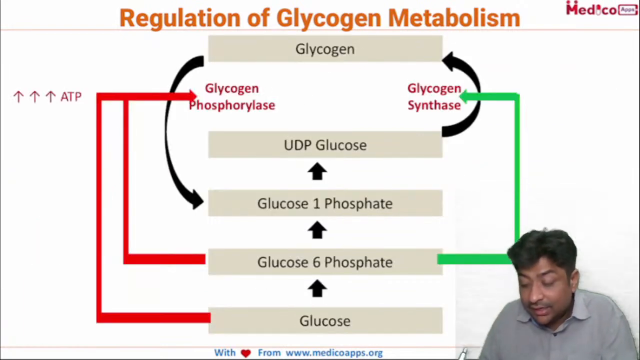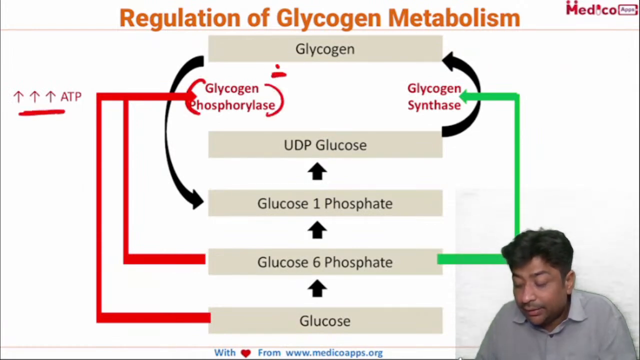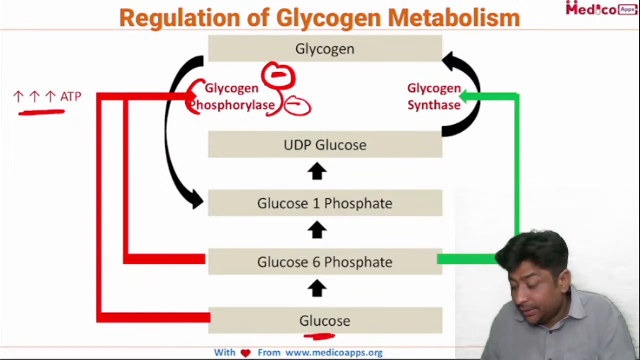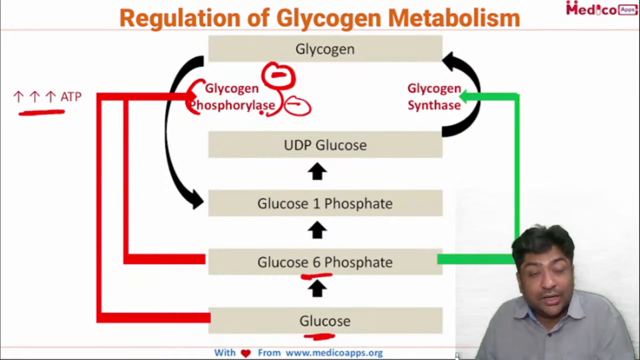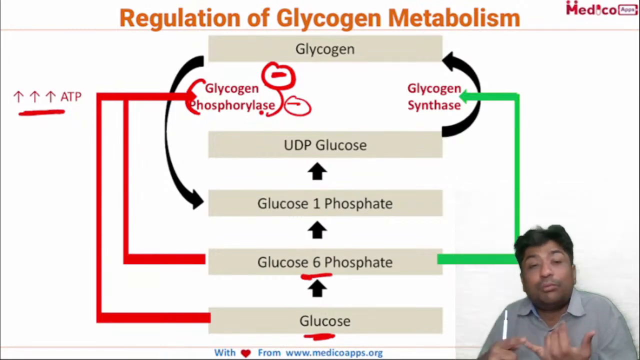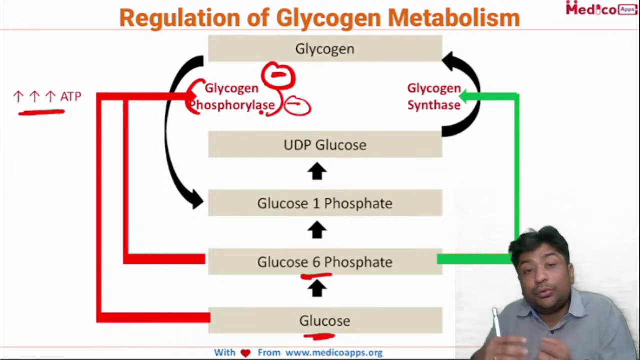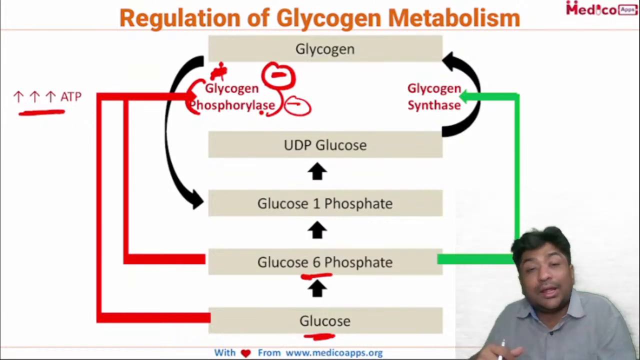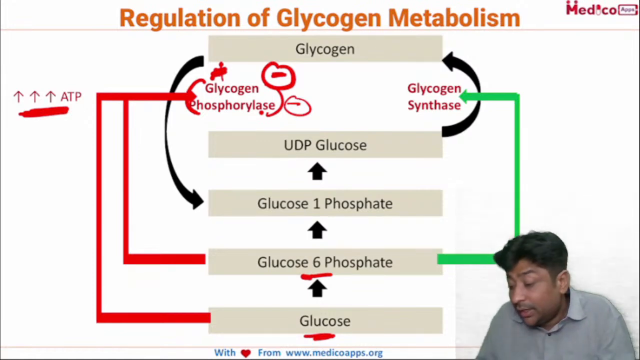So let's say this is energy regulation. If ATP is more, glycogen phosphorylase will be inhibited. If glucose is more, glycogen phosphorylase will be inhibited. Is it clear, everybody? And if glucose 6 phosphate is more, again glycogen phosphorylase will be inhibited. The logic is very simple. If you have more glucose, you don't want glycogen breakdown to happen. Glycogen phosphorylase, we know, is a breakdown mechanism. If you have more glucose 6 phosphate, you don't want glycogen to be broken down. If you have more ATP, you don't want glycogen to be broken down, right?